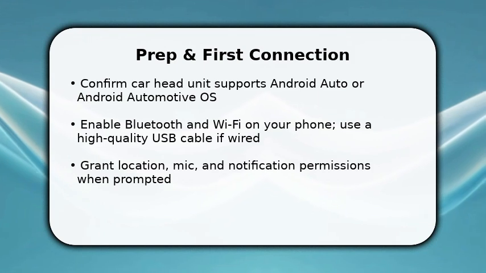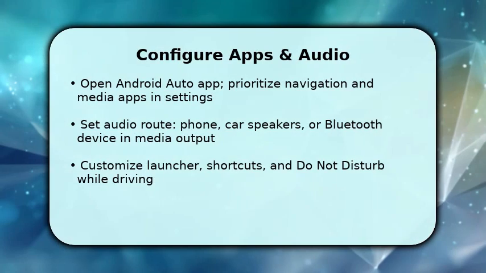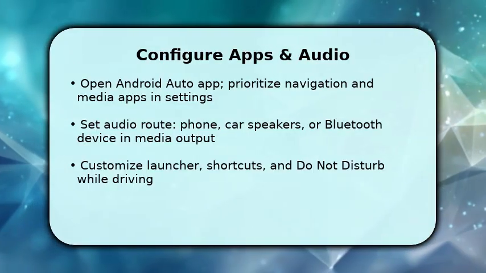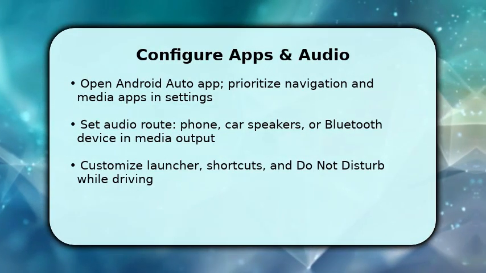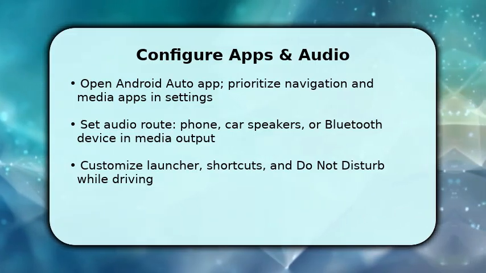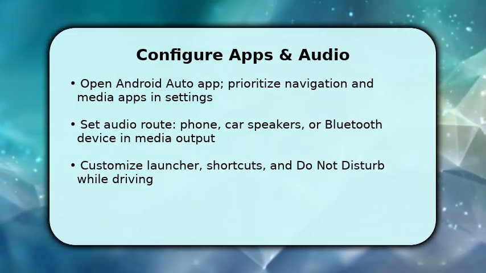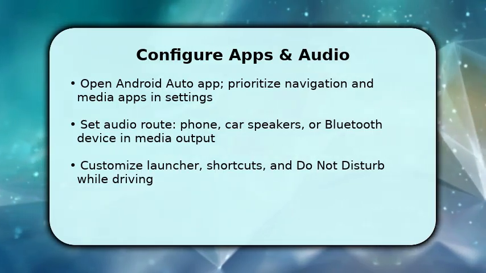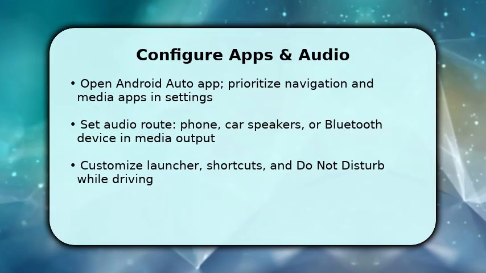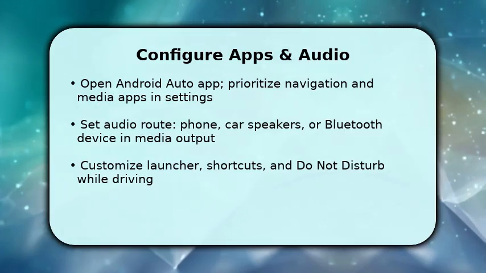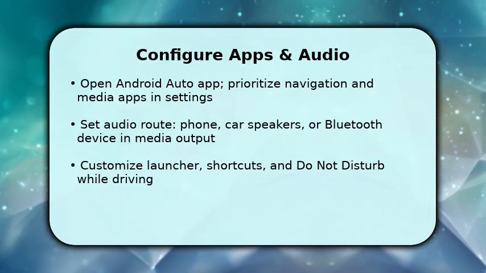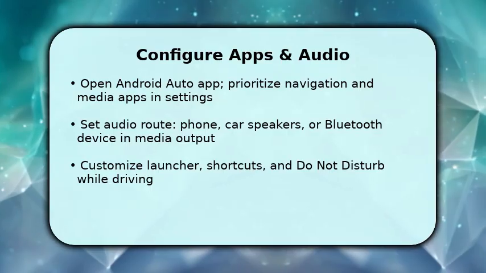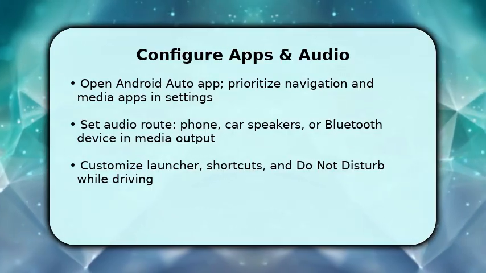Next, you move into app layout and audio routing. Now you configure the system. Open the Android Auto app or built-in settings and choose preferred navigation and media apps so they appear on the car screen. Then set the audio route, select car speakers or a Bluetooth device in the media output menu to avoid sudden audio drops. Customize the launcher and quick shortcuts for one-touch access to maps, music, and calls. Enable Do Not Disturb while driving so notifications don't interrupt. This keeps focus and reduces distractions during the journey.